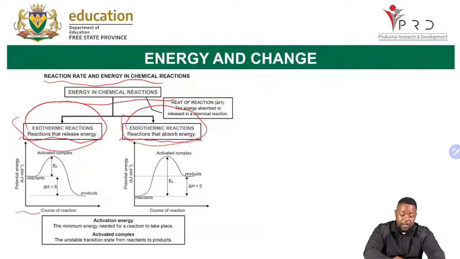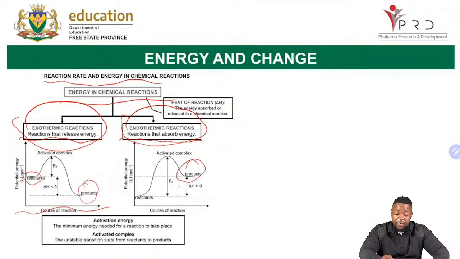From the graphs that are given, we can tell if a reaction is exothermic if the energy of the products is less than the energy of the reactants. If the energy of the products is greater than the energy of the reactants, we can tell that the reaction is endothermic. The enthalpy is very important in that regard. If enthalpy is less than 0, we know that the reaction is exothermic. And if enthalpy is greater than 0, we know that the reaction is endothermic.